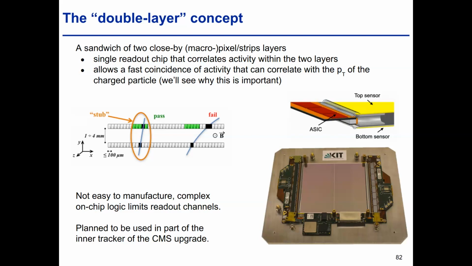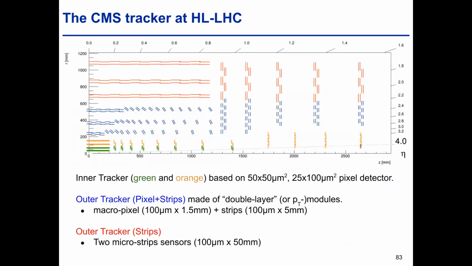And down here you can see how that practically looks. You see all the electronics around, and then the sensors basically at the center. What you don't see is the other sensor at the bottom of it. This will be used in CMS for the high luminosity LHC. So this is a similar schematic.